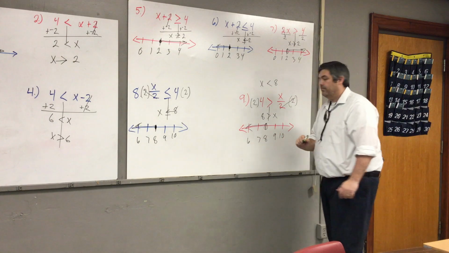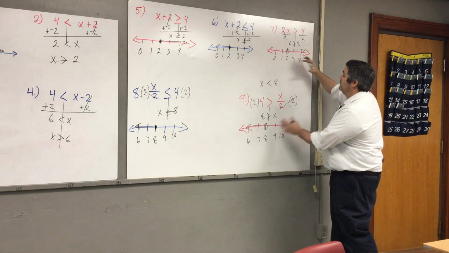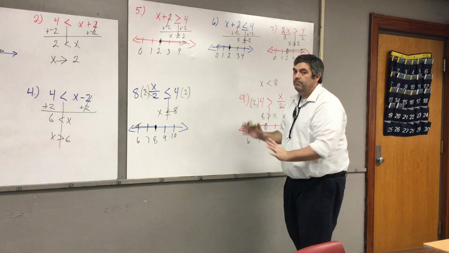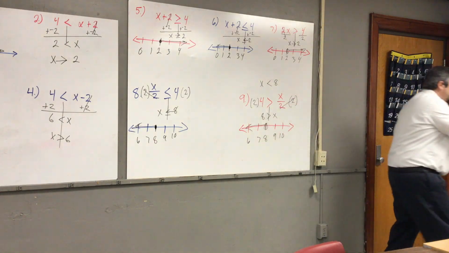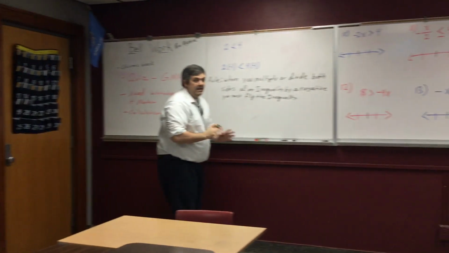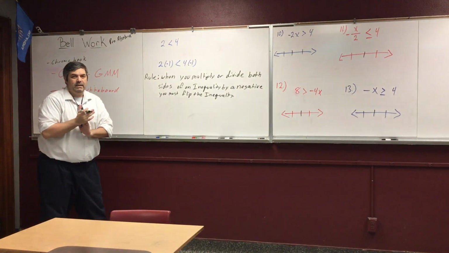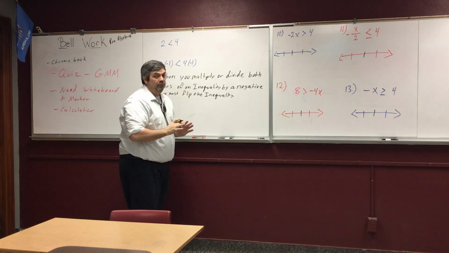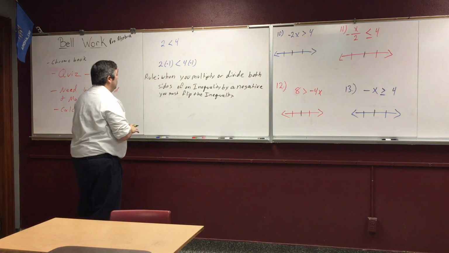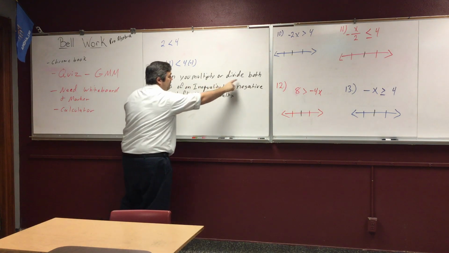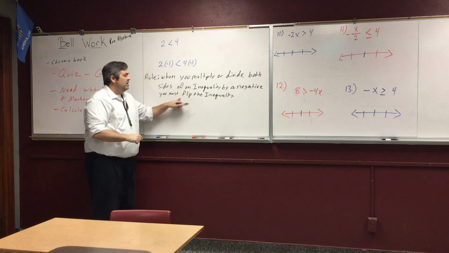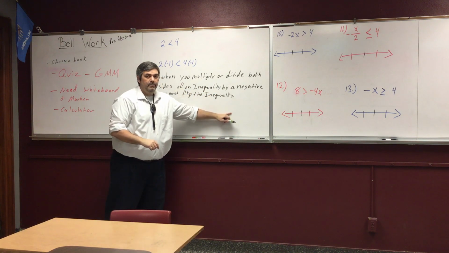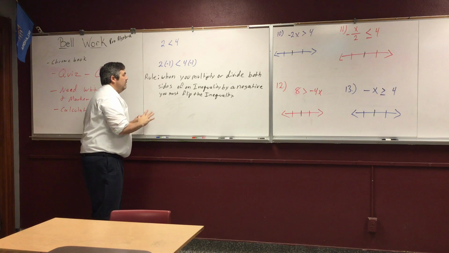So there we go. All right, so guys, this stuff right here, not hard. Don't overcomplicate it. It's not that hard. This is where, if we're going to make a mistake, here's where we'll make our mistakes. All right, so we have a rule for this. Our rule is when you multiply or divide both sides of an inequality by a negative, you must flip the inequality.